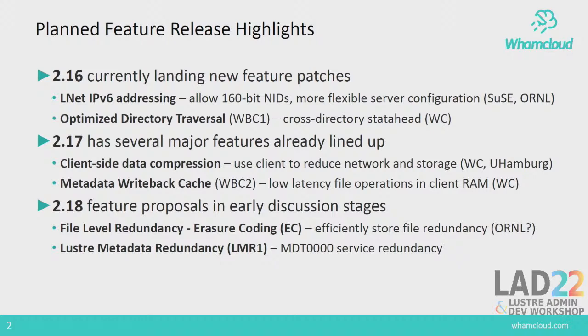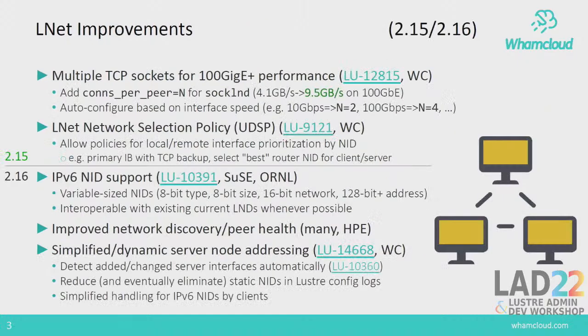And we have some early discussion of features. Erasure coding is something that had again started quite a number of years ago with a prototype, and Oak Ridge is taking over the development of that feature as well. We're talking if we can start implementing some components of a Lustre metadata redundancy to allow reliability for MDTs.